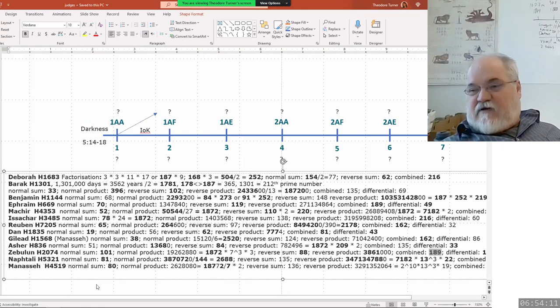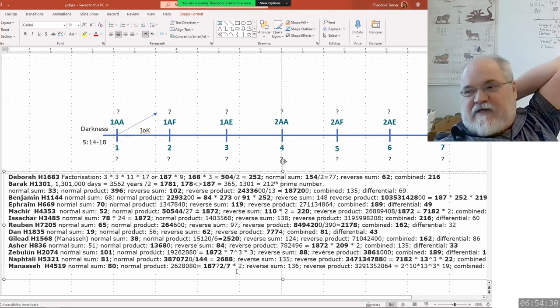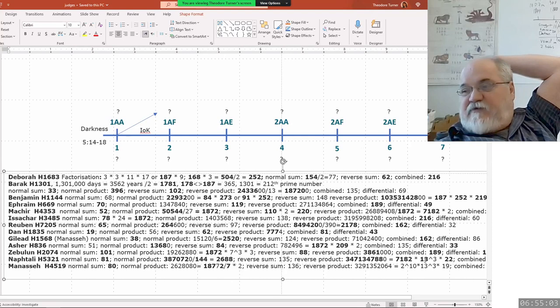And then we have Naphtali. He's got midnight as his normal sum, 81. And then the normal product, if it's divisible by 144, you get this number 2688. If you remember 2688, it's that American tax form for the application for additional extension of time, which we counted from November 24th, from Thanksgiving of last year, to April 5th, 2030. And then the reverse product is this long number, which is 7182, so July 18, 2020, times 13 to the power of 3.